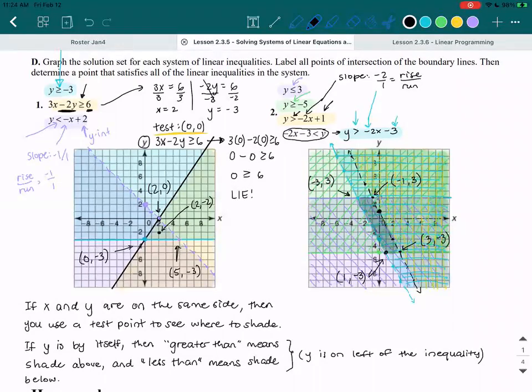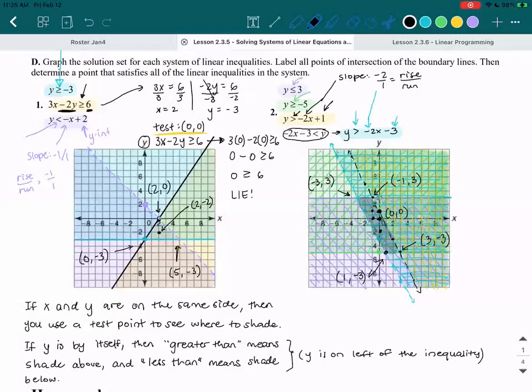And then we're going to determine a point that satisfies all of the linear inequalities in the system. So pick any point that's inside your shaded region. You could pick (0, 0), or you could pick (0, -2), or you could pick (-1, 0), or you could pick (-1, 1). It's up to you. Anything that's inside that shaded area, you can pick. I'm just going to choose (0, 0) because it's easiest to write. I don't know, because I like (0, 0). I like the origin. So that's a point that satisfies all of the linear inequalities in the system.